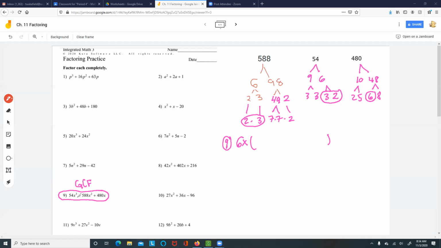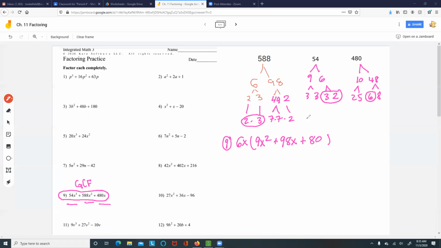And then I'm going to take my calculator and divide 54 by 6, which is 9. So I'm going to have to multiply 6x by 9x squared to get 54x cubed over here. Plus, and how many times is 6 going into 588? My calculator says 588 divided by 6 is 98. So plus 98x, because I already have an x here, so x times x makes x squared. 480 divided by 6 is 80, so plus 80. I don't need an x because there's already an x out here and there's only one x here.